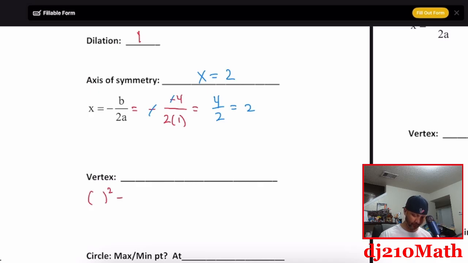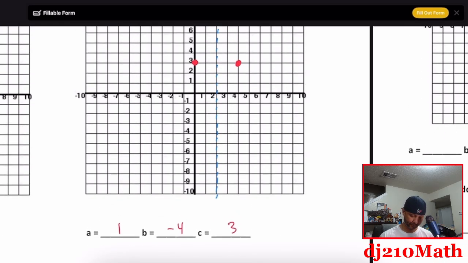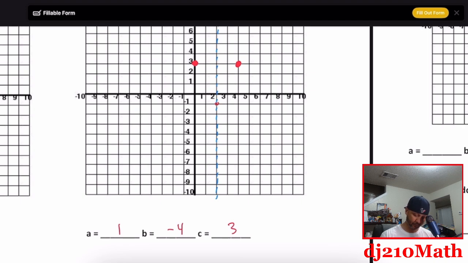So x squared minus 4x plus 3. So what x are we plugging in? The number that was the axis of symmetry, right? The x value. This is going to be 2 squared, which is 4, minus 8, which is -4, plus 3, which is -1. So the vertex we know is that x equals 2, -1. 2, -1.